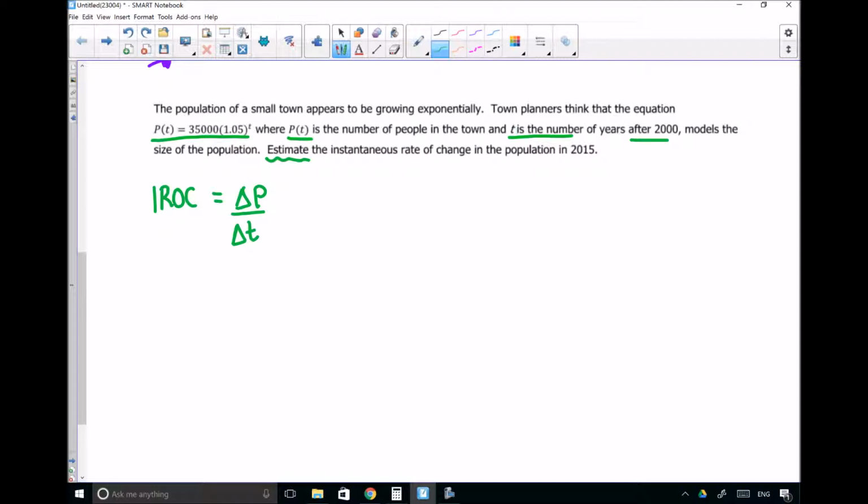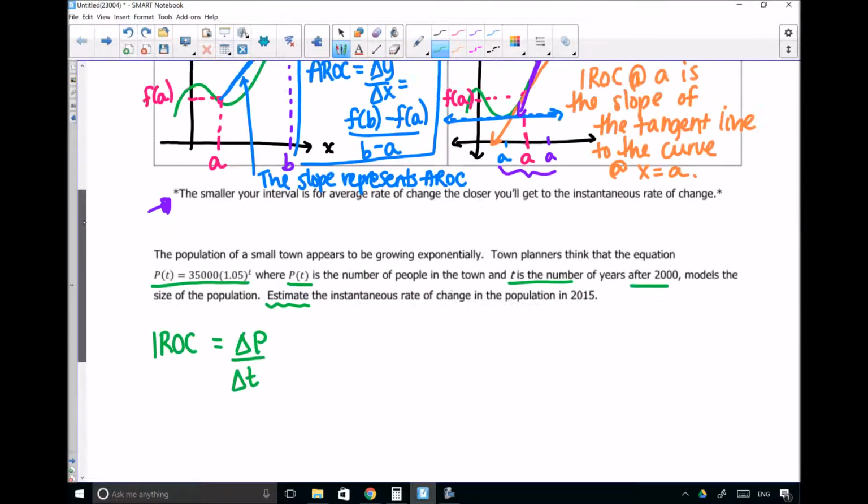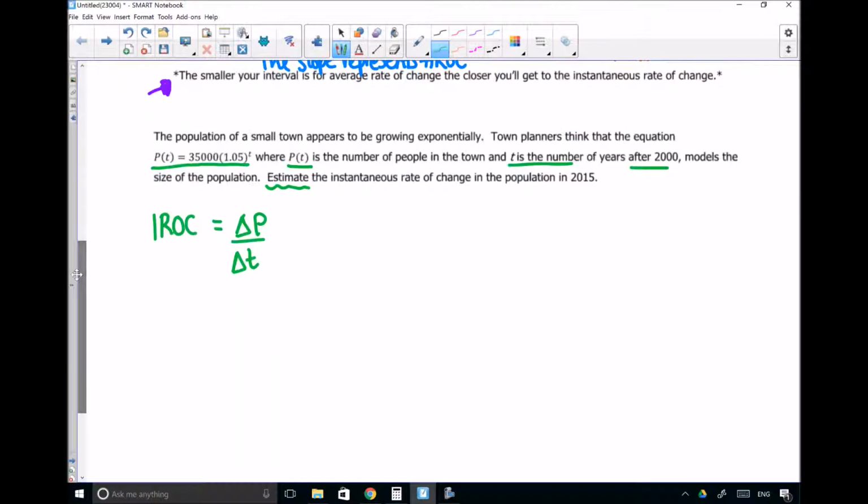Okay, so what I'm going to do is find my average rate of change to estimate my instantaneous rate of change. We know this is going to be an exponential function, so we know it's going to look like this. And I want to find it when x is 15. If this was 15, here's my y value, and I want to find this slope right here. But in order to do that, I'm going to take an A value and a B value and find my average rate of change, and that'll get close to my tangent line.